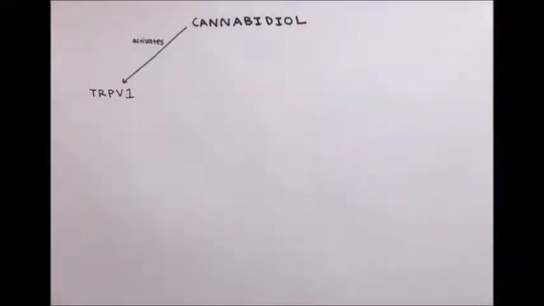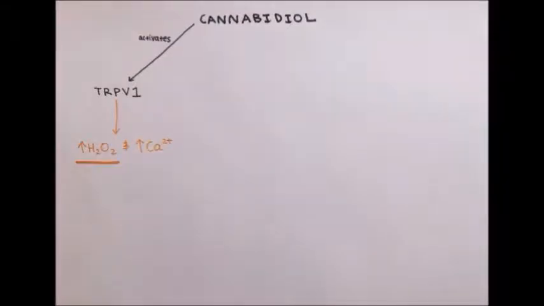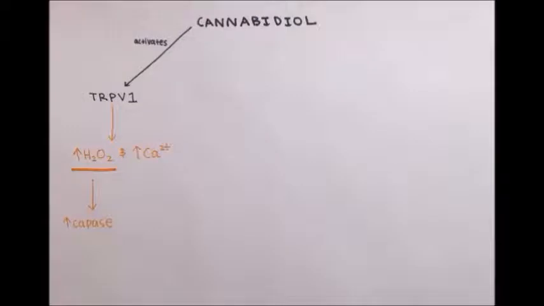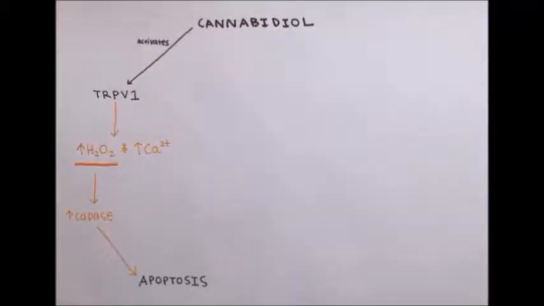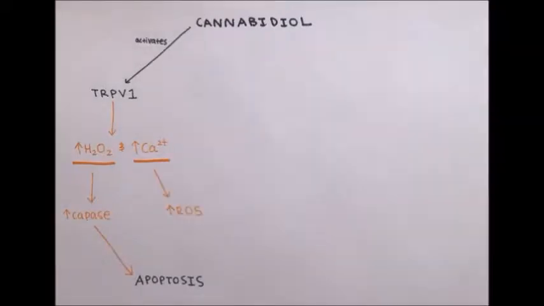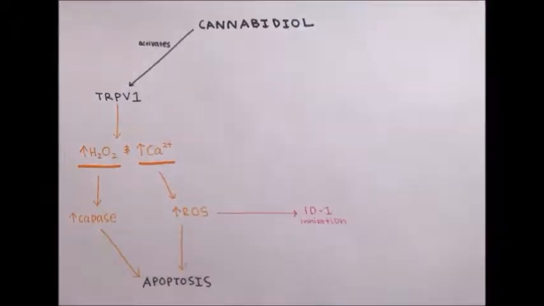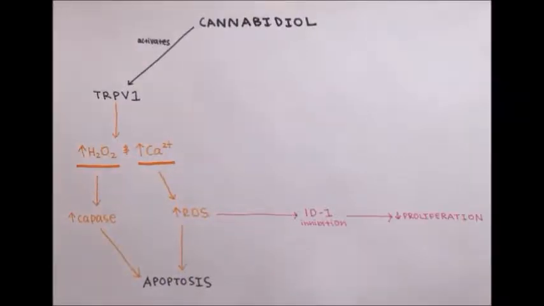Starting with cannabidiol, firstly, it activates the TRPV1 receptor. This leads to an increase in both hydrogen peroxide and calcium ions. The hydrogen peroxide then increases the amount of caspase, which is a proteolytic enzyme and causes the cell to undergo apoptosis. As well as this, the increased calcium ion levels lead to an increase in ROS, which is reactive oxygen species, via a damaged mitochondria, leading to excitotoxicity and then cell death. Other effects of an increase in ROS are the inhibition of the ID1 gene, leading to a lowered collagen IV matrix and reduces cell adhesion.